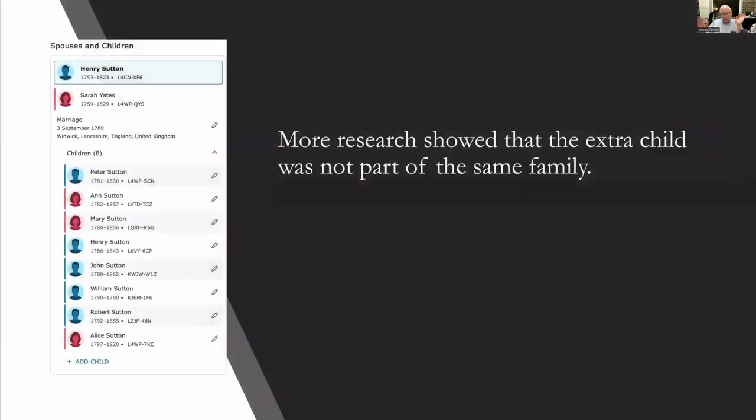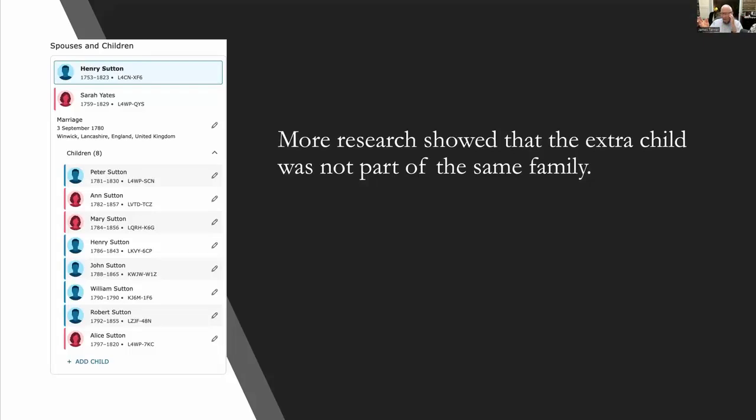Okay, so more research. I'm not going to go through the research, but more research showed that the extra child was not part of that family. And then here's the resultant list of the children. In other words, there were more children than had been found originally. And in addition, they're all consistent in where they were born. It does not take a great deal of effort. It's something that you can look at consistently on any one of someone's family tree.